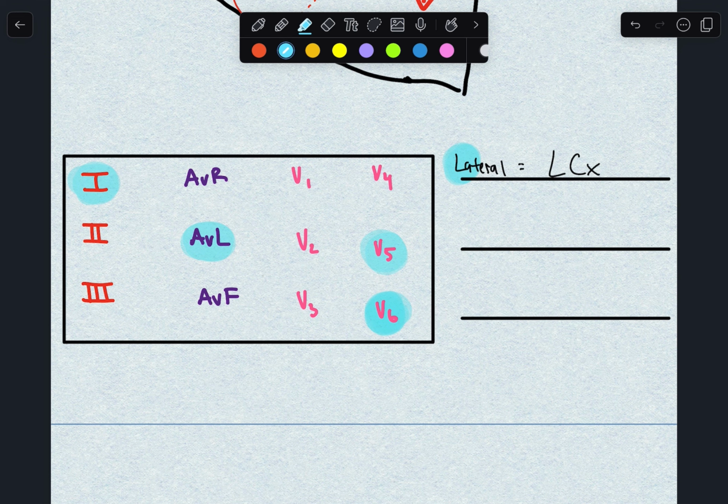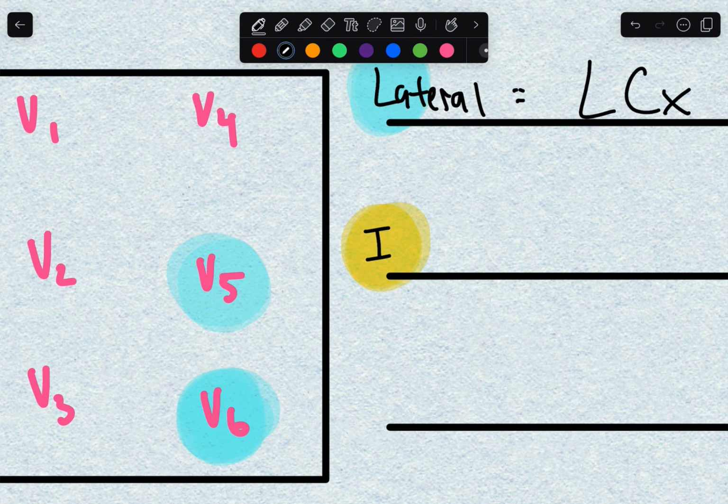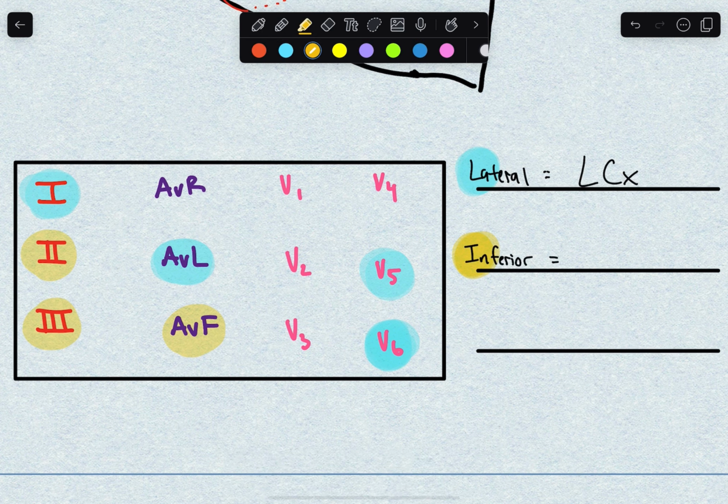And then we said lead 2, 3, and AVF are our inferior leads. And remember that the inferior aspect of the heart correlates with the right side and the right myocardium, not exactly the apex itself. So our inferior leads are associated with the right coronary artery.